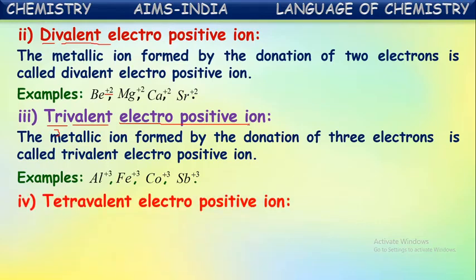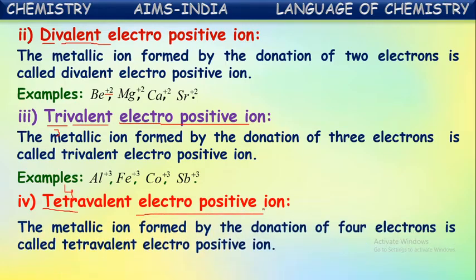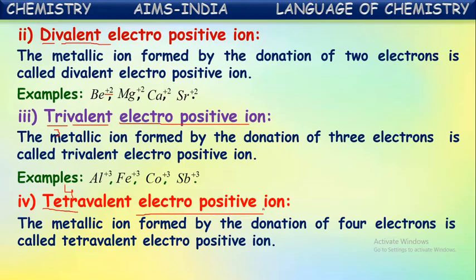Okay, next. Tetravalency. Tetra means what? We know it is 4. So the electropositive ions formed by the loss of 4 electrons are called tetravalent electropositive ions. The ions formed by the donation or loss of 4 electrons are called tetravalent electropositive ions.